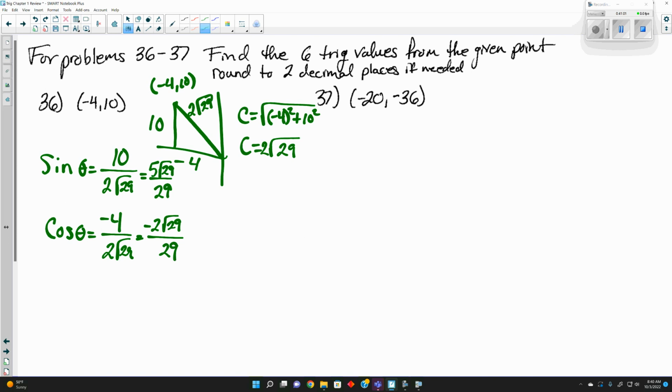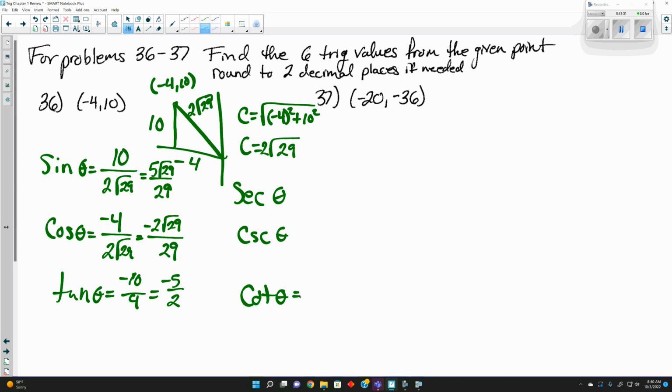And lastly, tangent of theta, oddly enough, is negative 10 over 4, which is negative 5 over 2. Out of all of them, that's the one that worked out to be the nicest out of the group. If you want to have it cosecant then secant, that's fine, especially if you're trying to keep sines together, cosines together.